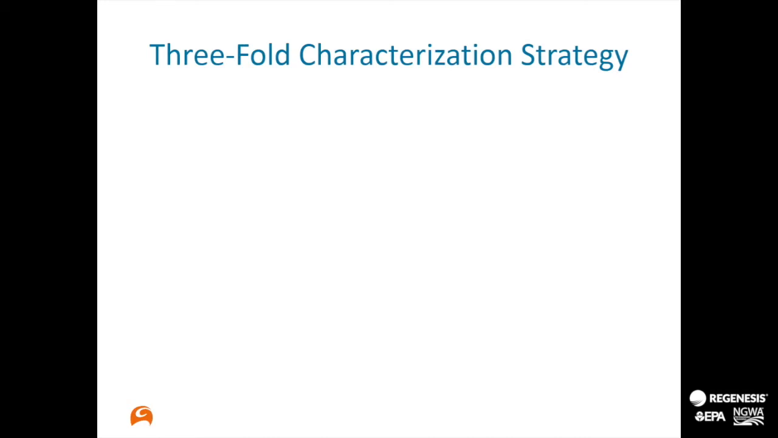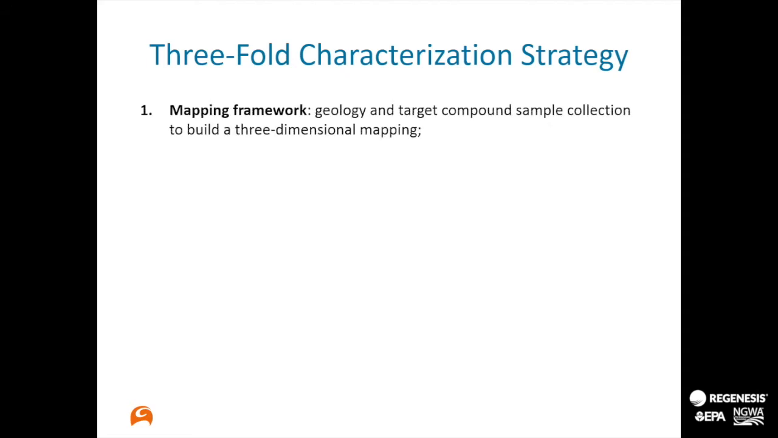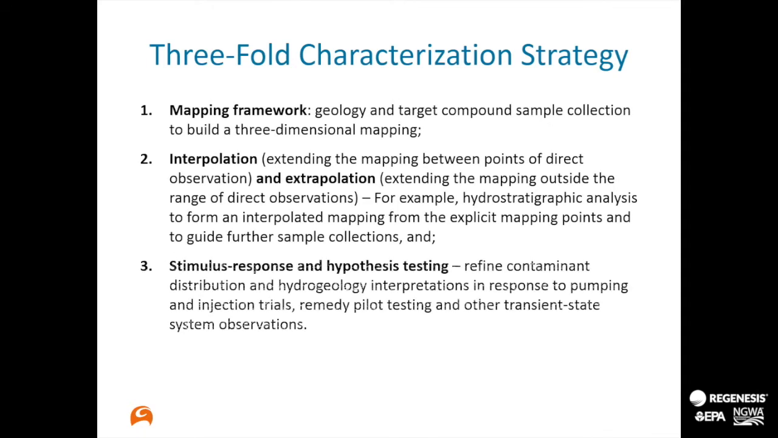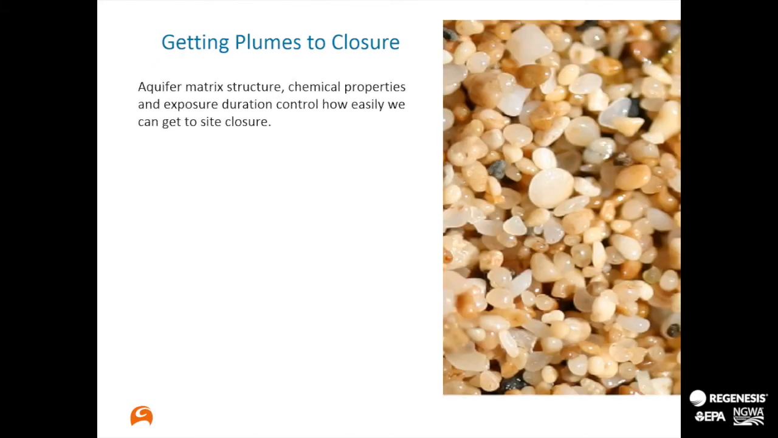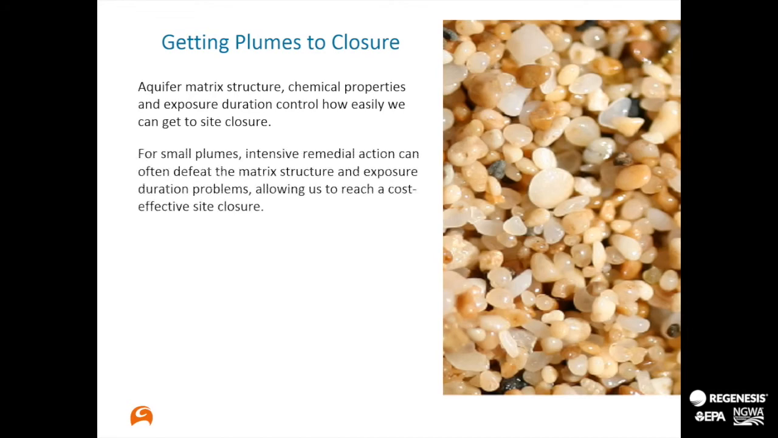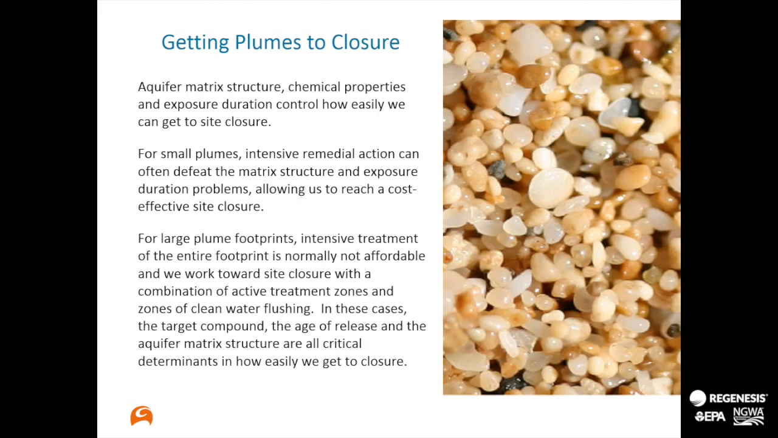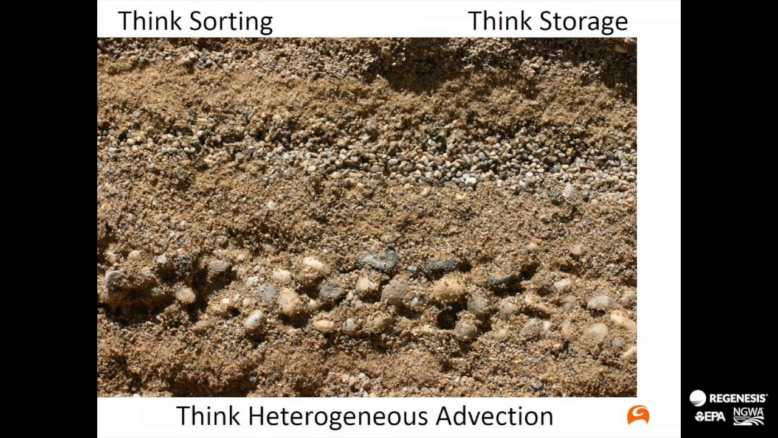So we've got 3 characterization strategies that I think Rick talked about, and I was too ambitious in my timing. Getting plumes to closure, we have to respect the matrix structure and the chemical properties. They're going to control how easily we get there. For small plumes, we can brute force them. For large plumes, it's going to take finesse. That's what that all says. So, think sorting, think storage, and think heterogeneous advection, and you can't go wrong.